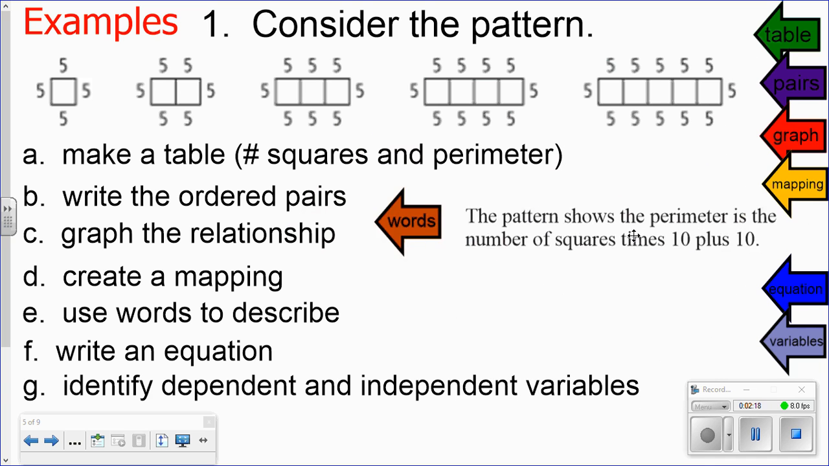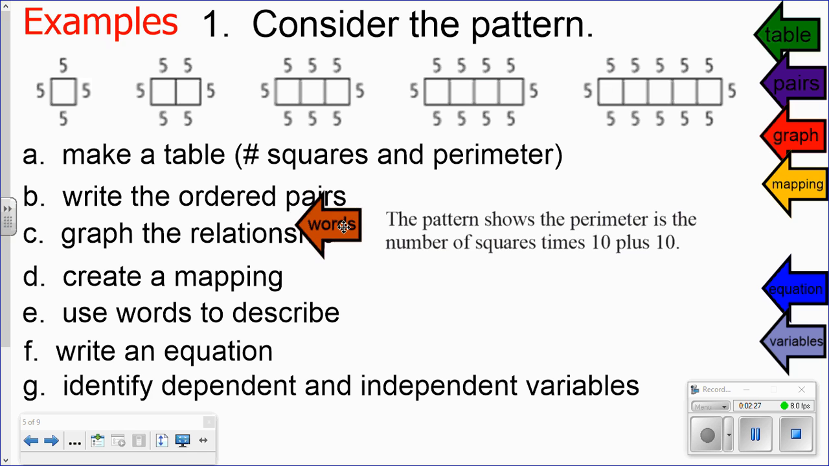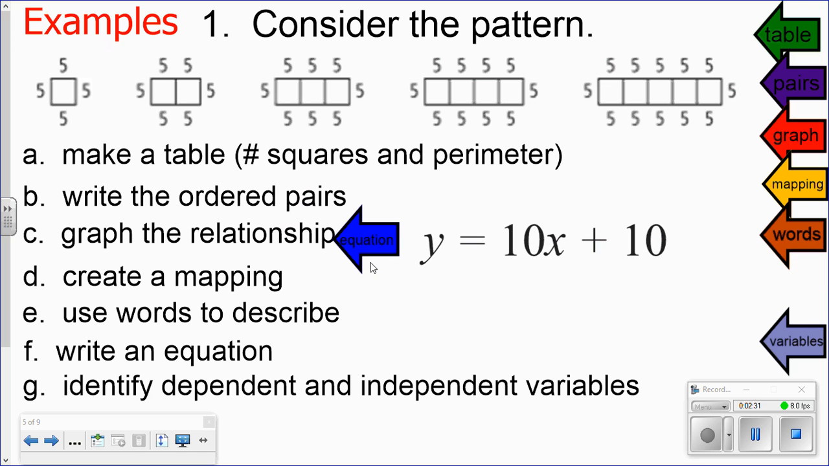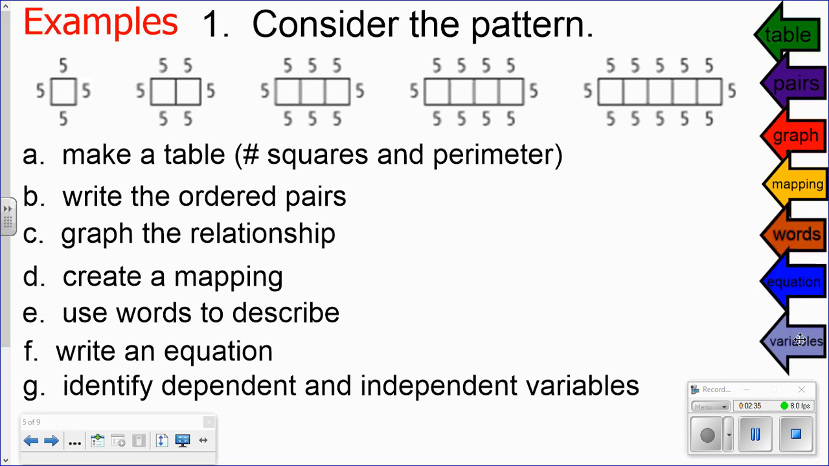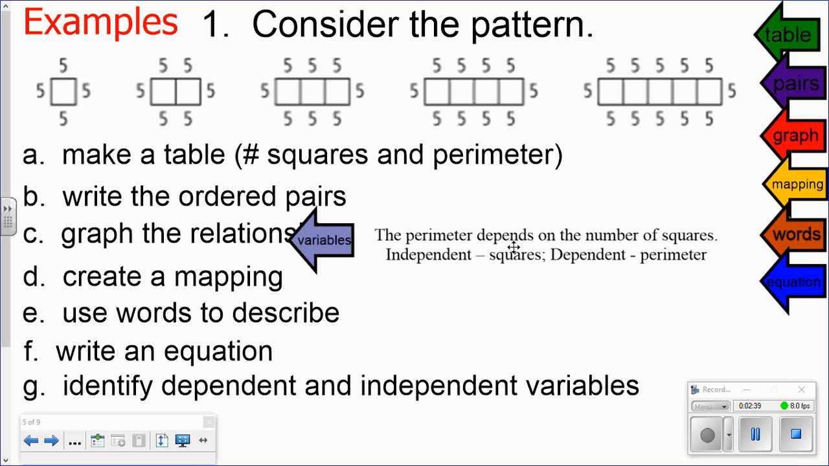To represent this in words, we would say the pattern shows that the perimeter is the number of squares times 10 plus another 10. So that means the equation would be 10x plus 10. As for the variables, the perimeter depends on the number of squares. So the independent variable is squares and the dependent is perimeter.